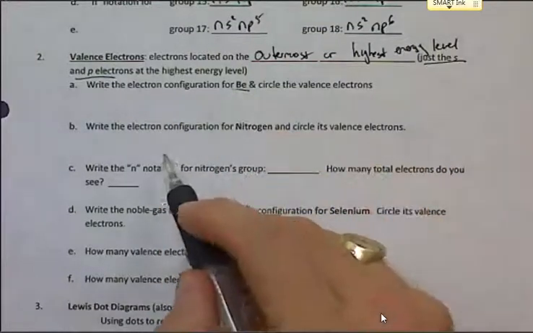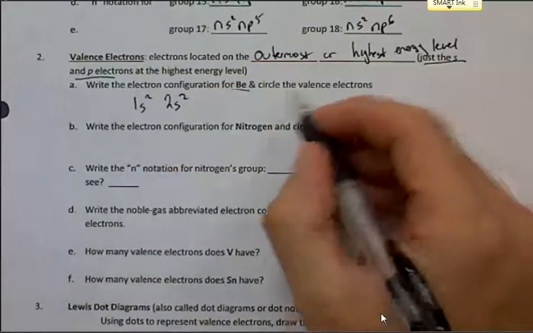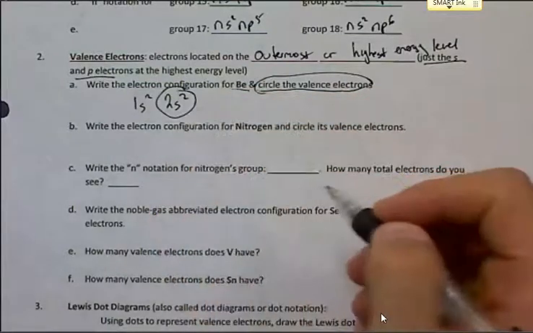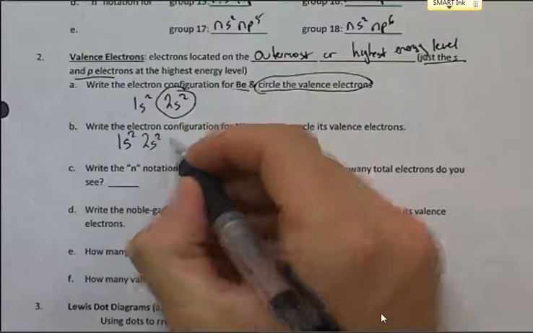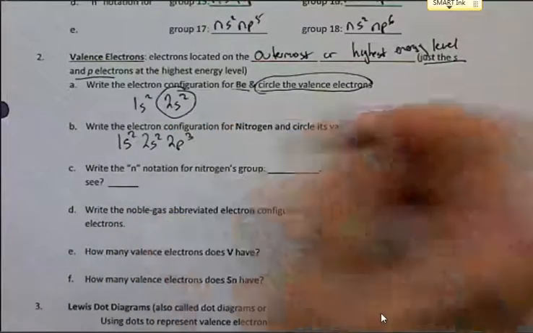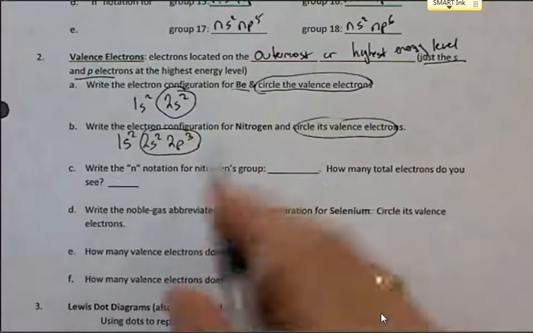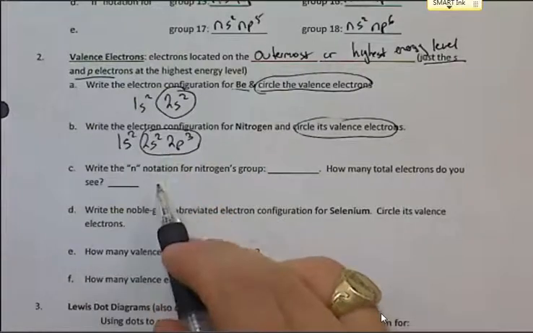Electron configuration for beryllium: 1s2, 2s2. And circle the valence electrons. Those would be at the highest energy level. For nitrogen, 1s2, 2s2, 2p3. And circle its valence electrons at the highest energy level. I see 5 electrons at the second energy level, so they would all count.